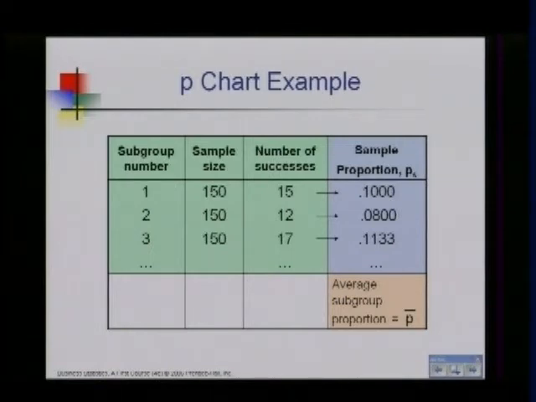15, 12, 17, etc. So to find my sample proportions for each of those subgroups, all I do is take number of successes and divide by the sample size. 10%, 8%, 11.33 for those. To find P bar, which is going to be my average subgroup proportion or my center line, I just add up the sample proportions and divide by the number of subgroups that I have.